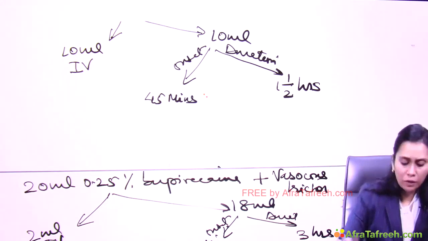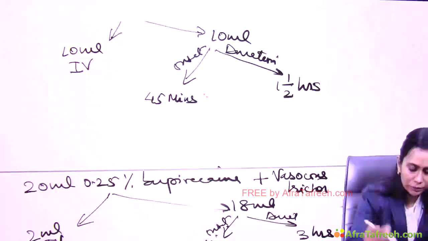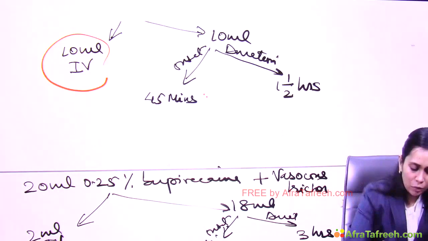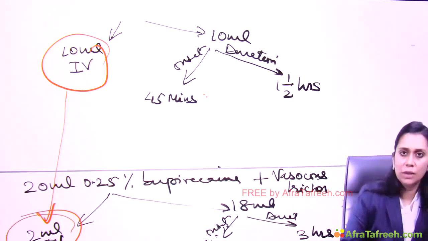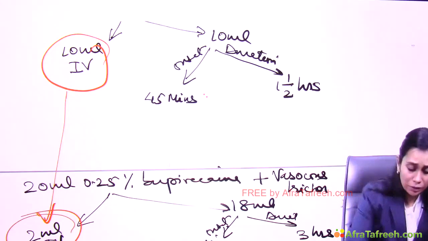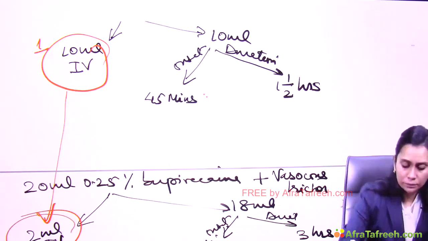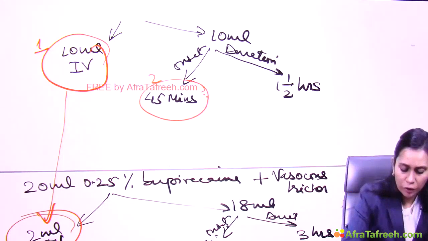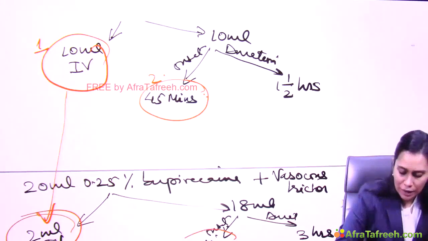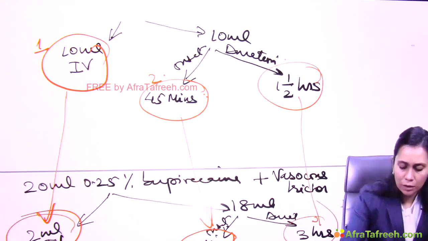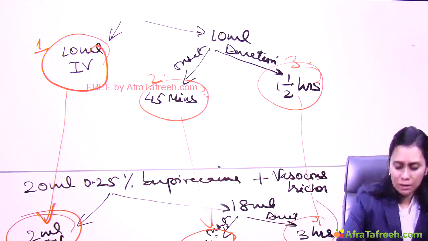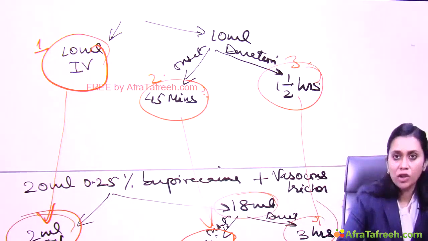So what is the benefit of adding this vasoconstrictor? First, less drug was systemically absorbed, so less chance of systemic toxicity. Second, onset of block which took 45 minutes, it turned into 5 minutes. So fast onset. Duration got prolonged. Third benefit, since there was more drug for the action, intensity of the block became better.